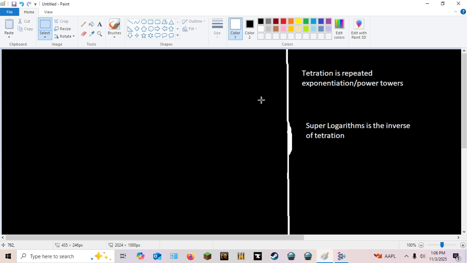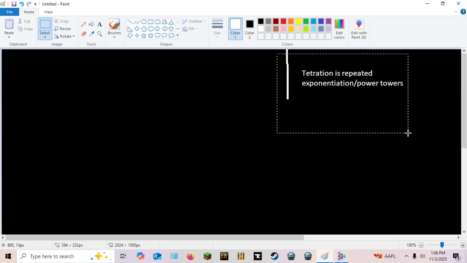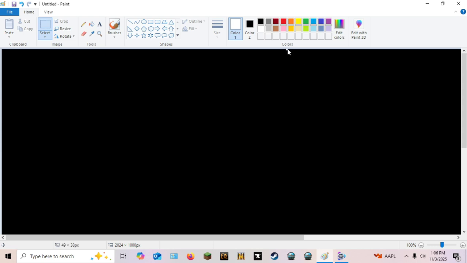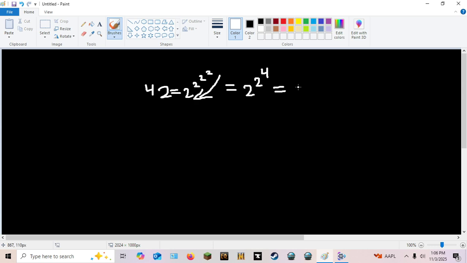Now, we're gonna evaluate more tetration if you're still confused, okay? 2 tetrated to 4 equals 2 raised to the 2 raised to the 2 raised to the 2. Evaluate it from up to down, okay? 2 squared is 4. That means 2 raised to the 4th power, which equals 16. So 2 raised to the 16th power.